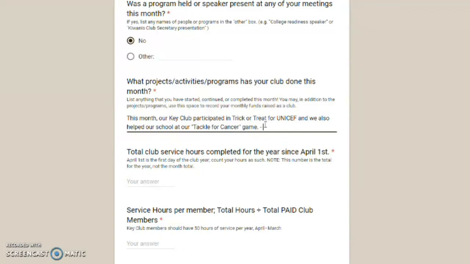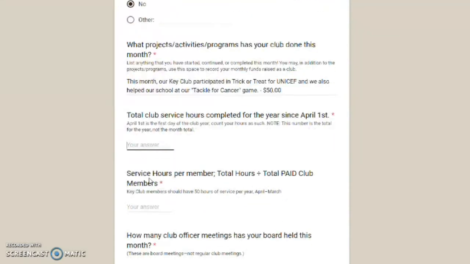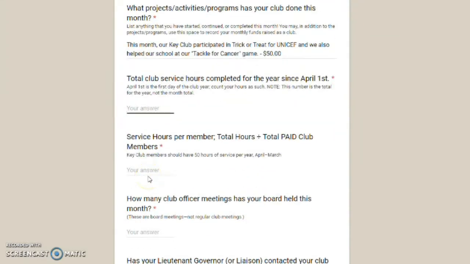I don't exactly remember how much we raised from that because I forgot to put it down, which did not help me in the future. I think it's very important to put down. So let's say our club raised $50 off of that, which is good. So then you can go back at the end of the year and look, oh, so that's how much money we raised. So this next question is club service hours since April 1st.